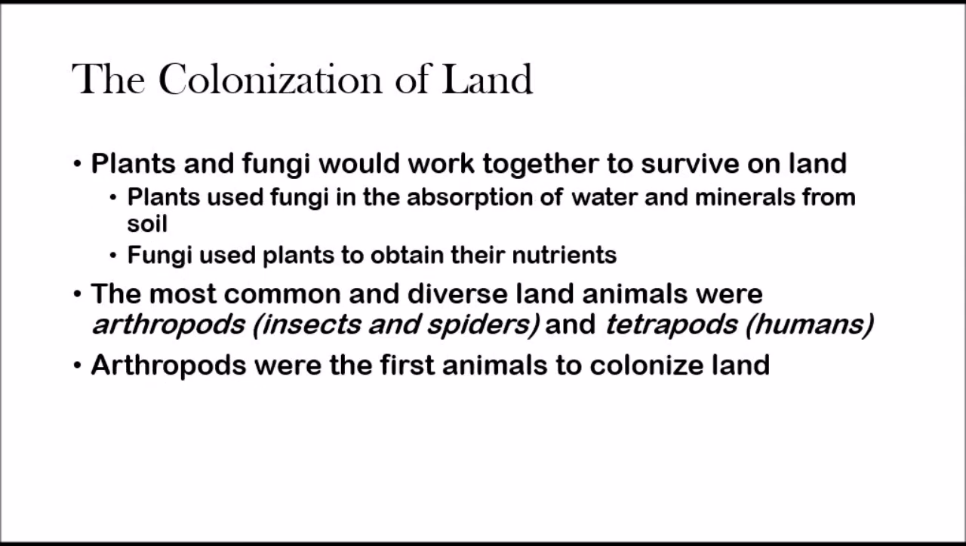How did organisms colonize land? Sometimes plants and fungi would work together to survive on land. So plants use fungi in absorption of water and minerals from soil, and the fungi use plants to obtain their nutrients, kind of like a teamwork, something like that. The most common and diverse land animals were arthropods, which were insects and spiders, and tetrapods. So the arthropods came first, okay? And then finally, after time, we started to see the development of tetrapods, and humans are tetrapods.